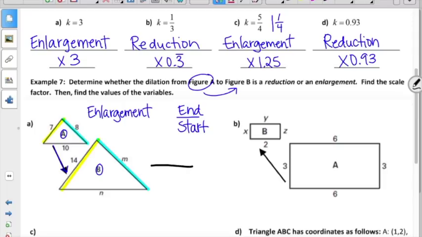Let's look at the next one. We're going from A to B, so we're starting at the large one, and we're ending at B, our smaller one. So that is a reduction. Again, we're going to come up with our corresponding sides, and we're going to use our ratio end over start.